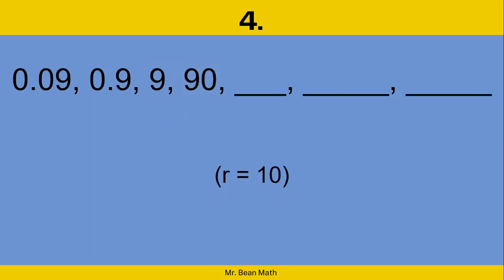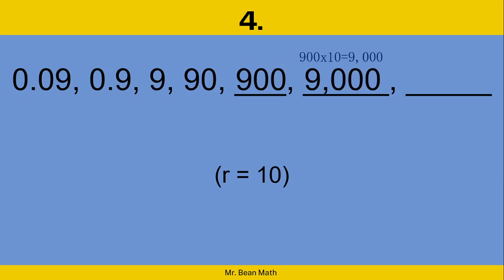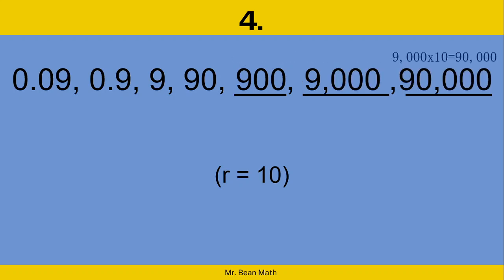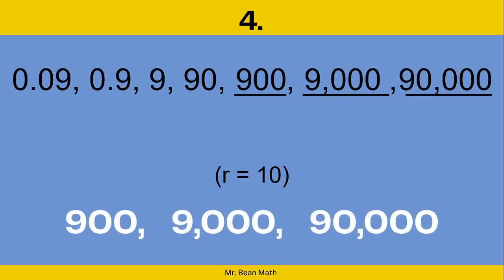Now, let's start to multiply 10 to the succeeding terms. 90 times 10 is equal to 900. 900 times 10 is equal to 9,000. And 9,000 times 10 is equal to 90,000. Therefore, the next three terms in the geometric sequence are 900, 9,000, and 90,000.